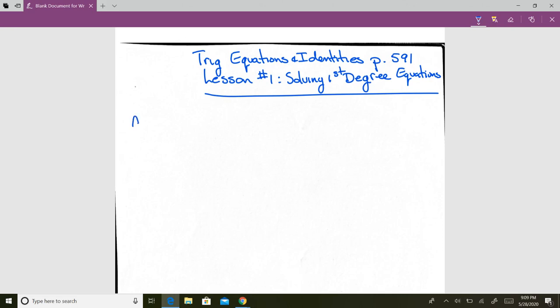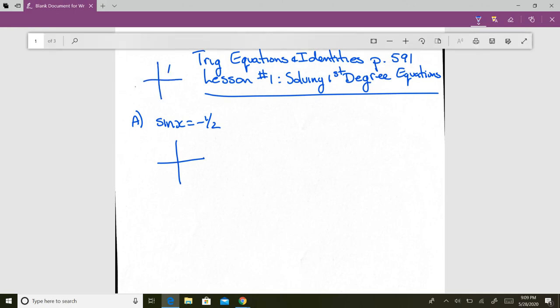So the first example that they have is sine of x is equal to negative 1/2. And so we did this in the last unit. The negative on the 1/2, if you remember, add sugar to coffee. The negative tells you what quadrant you are in. So sine is positive in the first quadrant and the second quadrant. That means it's negative in the third and the fourth, so we know we are in the third and fourth quadrant.